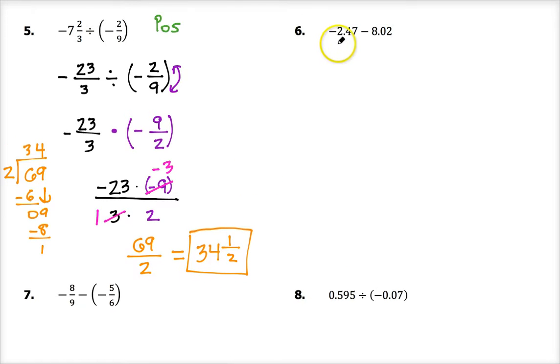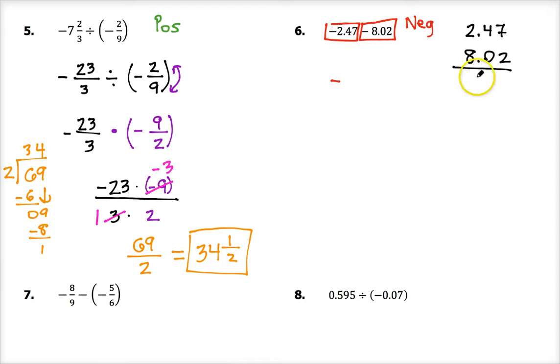Number 6, this is negative 2.47 minus 8.02. So it's combining these two decimals. So I need to pay attention to the signs here. A negative combined with another negative means we're going to add 2.47 and 8.02. But because we're combining two negatives together, we know our answer is going to be negative. So again, think about the sign of your answer. This one is going to be a negative answer. So again, I'm adding these together here. 7 plus 2 is 9, 4 plus 0 is 4, and 2 plus 8 is 10. So we get negative 10.49 for our answer.